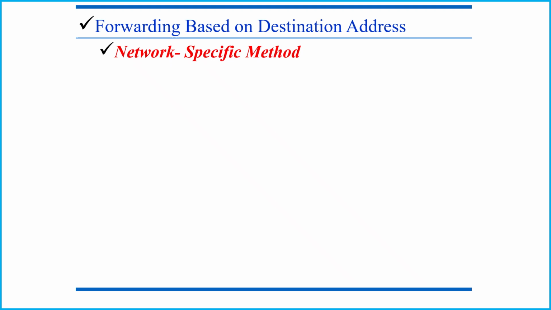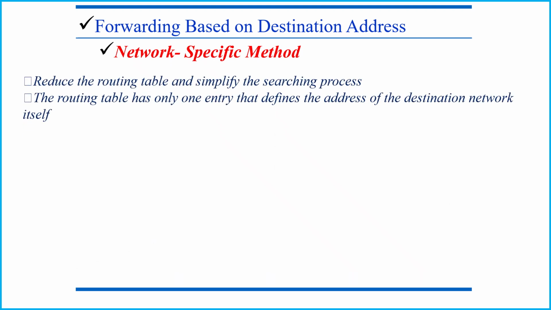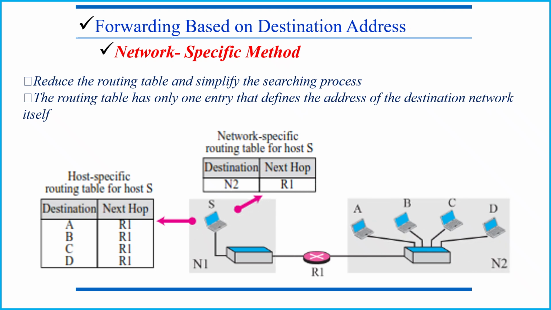The second method is the network specific method. It helps to reduce the routing table and simplify the searching process. The routing table has only one entry that defines the address of the destination network itself. Instead of giving the next hop address, that means instead of giving the neighboring node's address, here we will specify the network through which our data has to travel.